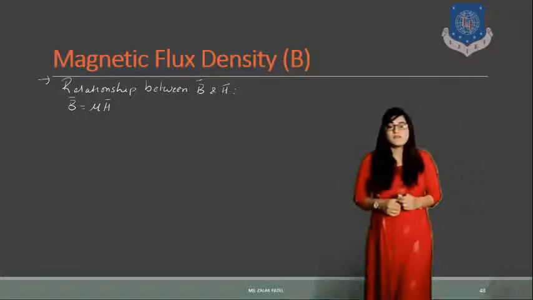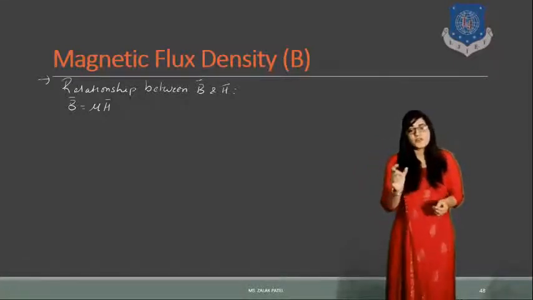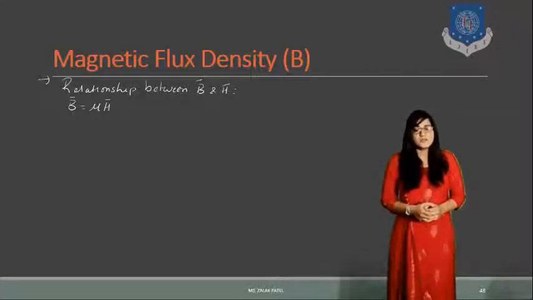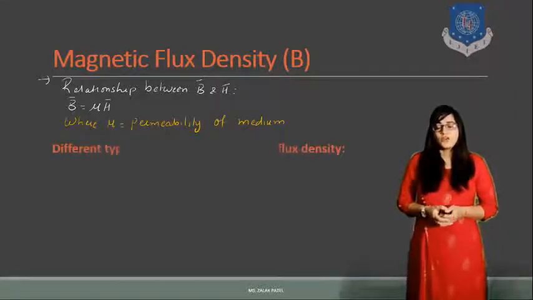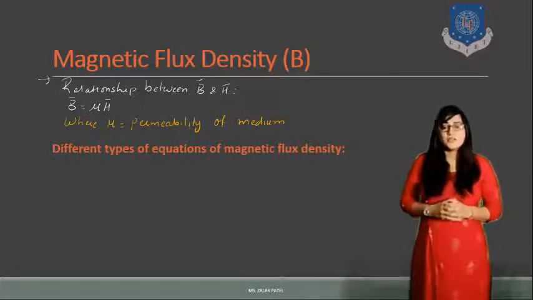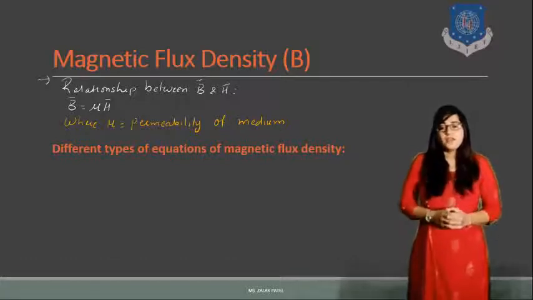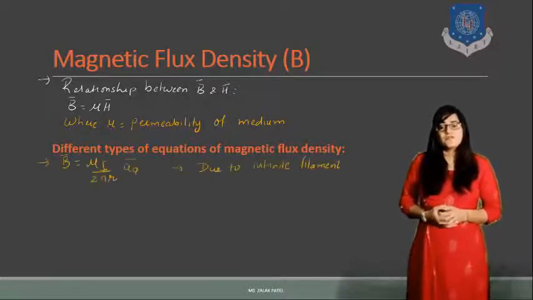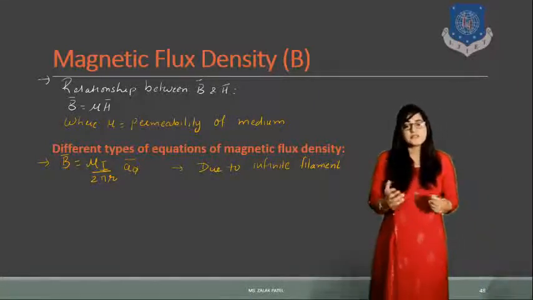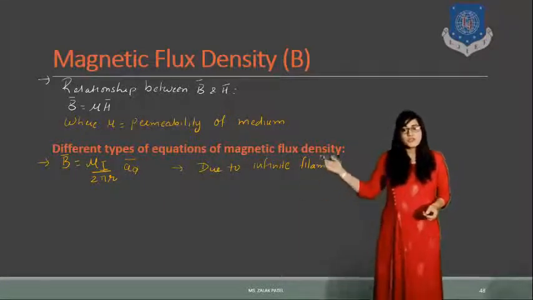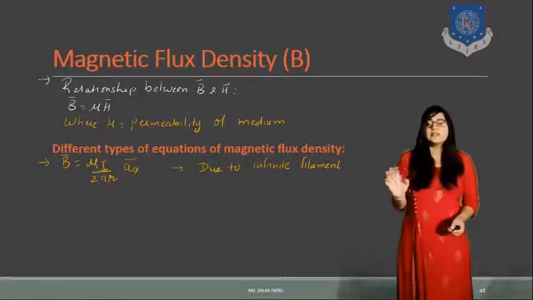Similarly, as epsilon 0 has a value 8.85 into 10 raised to minus 12 Farad per meter, in the same way mu 0 has a constant value, that is 4 pi into 10 raised to minus 7 Henry per meter, or Weber per ampere meter. Now we have the equation for magnetic field intensity that we already saw in the last section. Similarly, you make the magnetic flux density by simply multiplying it with permeability, that is mu.